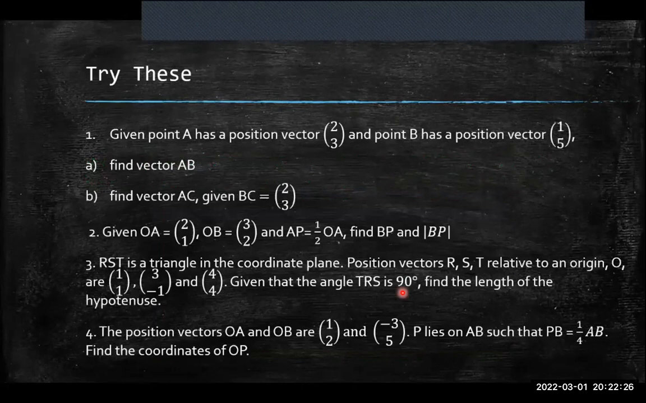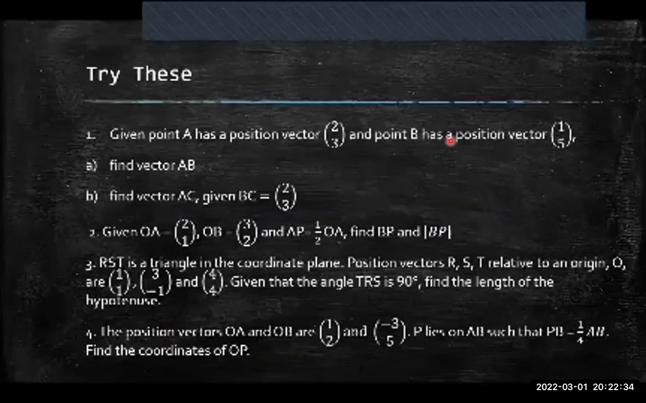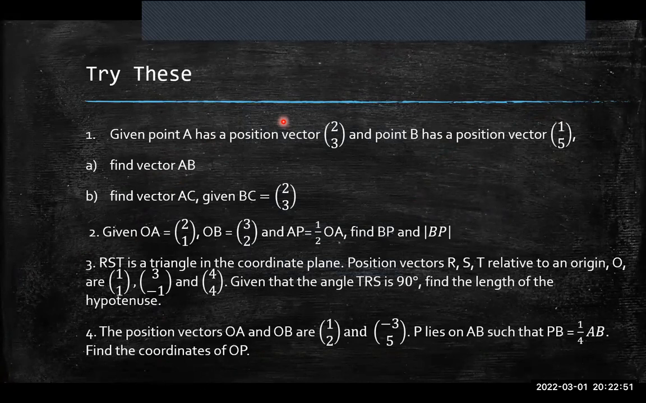Let's practice. Yay. Given point A has a position vector 2, 3, and point B has a position vector 1, 5. They want you to find the vector AB. Can you attempt that, please? Shouldn't take too long.